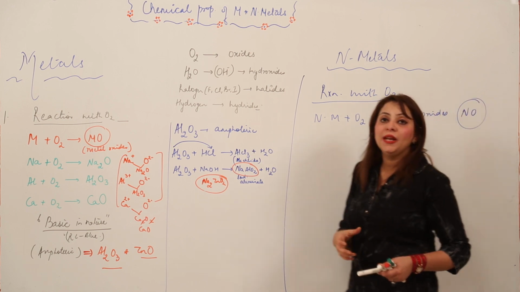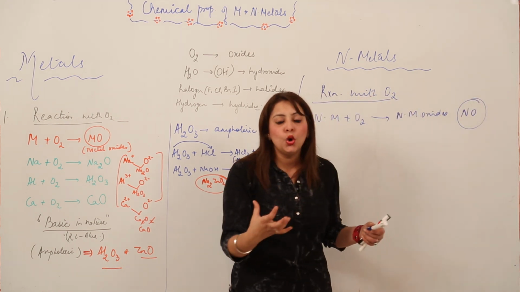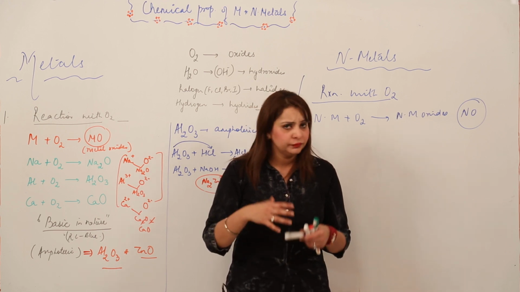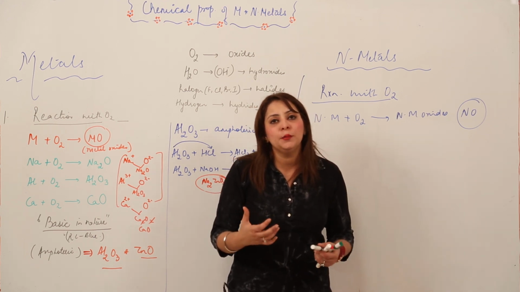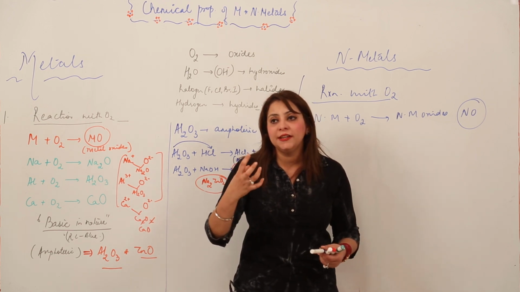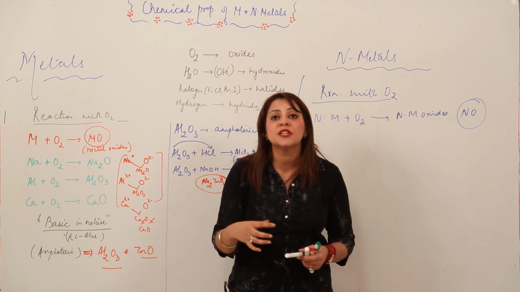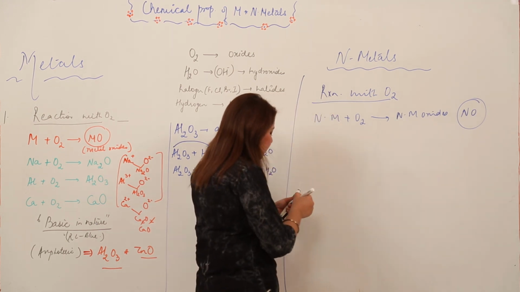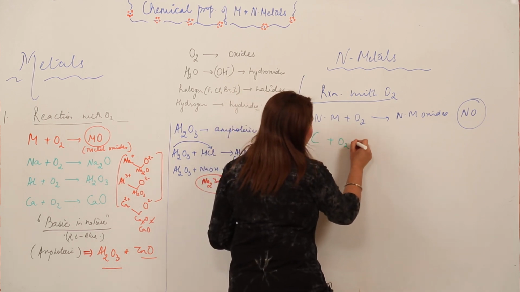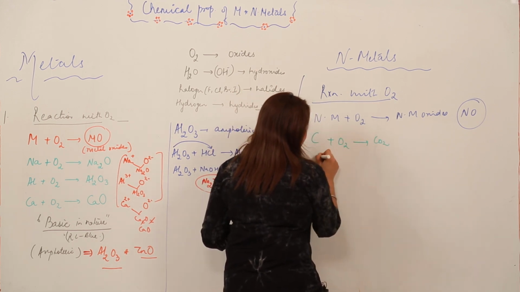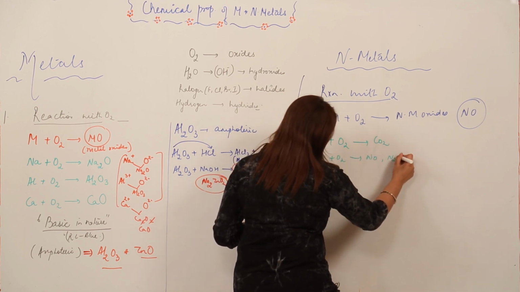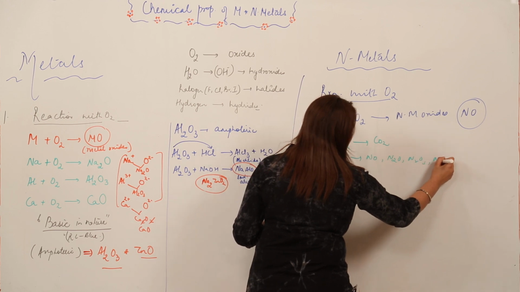See, again this formula varies, like it can be NO, it can be N2O, it can be NO2. So it can be anything depending upon the valencies or depending upon the stability of the ratio in which the atoms combine. I am just stating a few examples. So C plus O2 forms CO2, right? N2 plus O2 forms NO or N2O or N2O3 or N2O5.